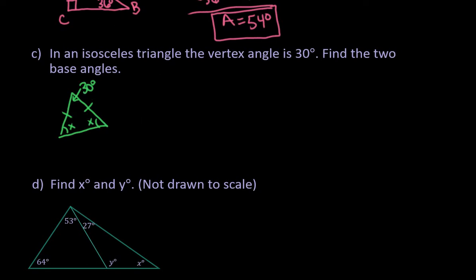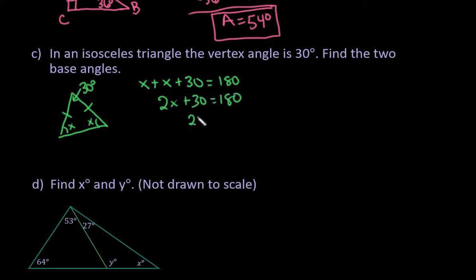You could use A, B, C like we did up there and just say that they're going to be equal to each other. But if I solve this, I would just have x plus 30 equals 180 degrees. So 2x plus 30 is equal to 180.